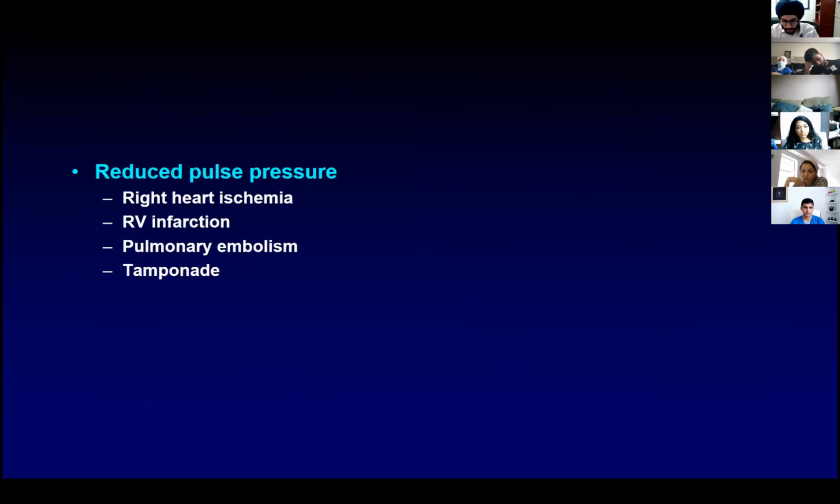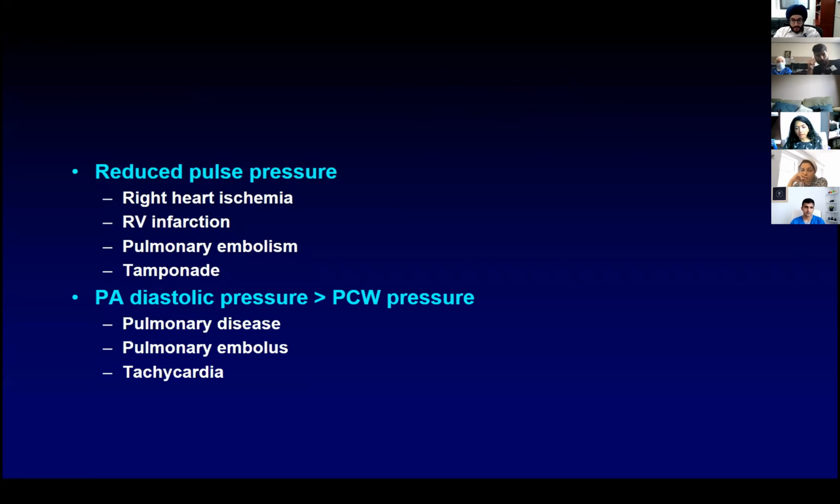Reduced pulmonary arterial pulse pressure, meaning the pulsatility of the pulmonary artery, the PA systolic minus the PA diastolic, you'll see in severe right ventricular failure, so right ventricular infarction, right heart ischemia, acute pulmonary embolism, and tamponade. Normally the PA diastolic and the pulmonary capillary wedge pressure should be relatively similar, but you'll see the pulmonary arterial diastolic pressure greater than the wedge pressure in pulmonary arterial hypertension, acute PE, and even in tachycardia.